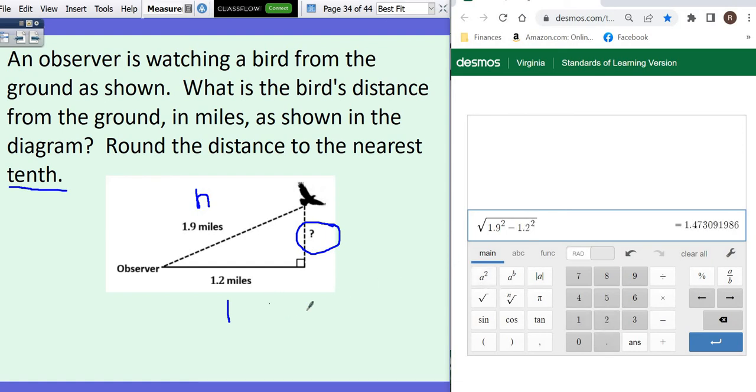So that means the bird is 1.5 miles from the ground because they wanted us to round to the nearest tenth. So the 7 told the 5 to go up 1. So that means that leg is 1.5. Does it make sense? Yes, the hypotenuse is still the longest.